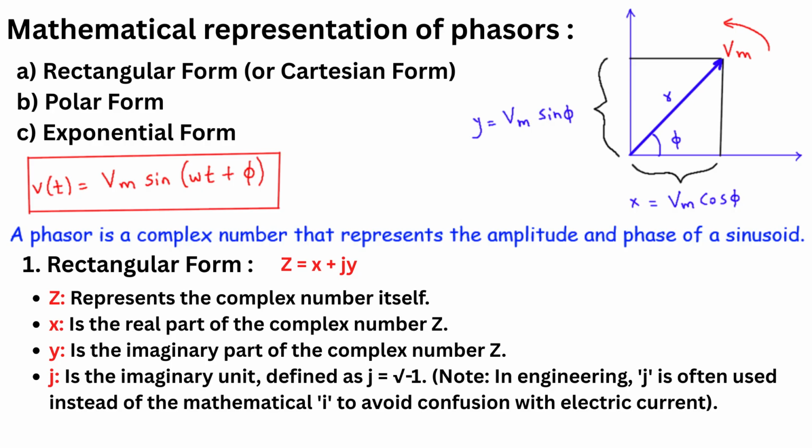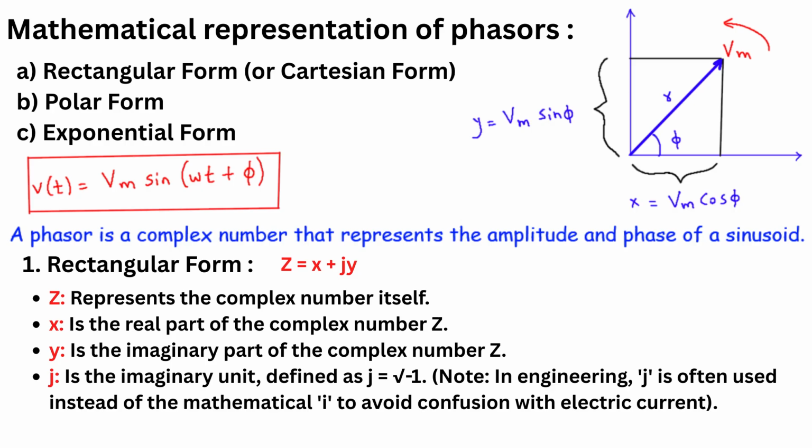Our topic is the mathematical representation of phasors. There are three main ways we can write them down: rectangular form, polar form, and exponential form. They are all just different languages to describe the exact same thing, and today we're going to master the foundational one, the rectangular form. But before we can understand the representation, we need to deeply understand the thing it's representing.